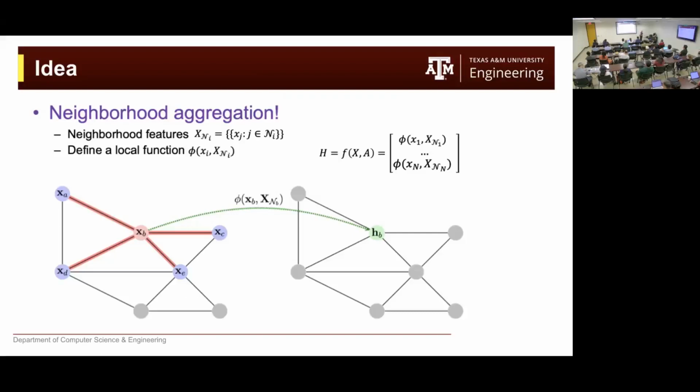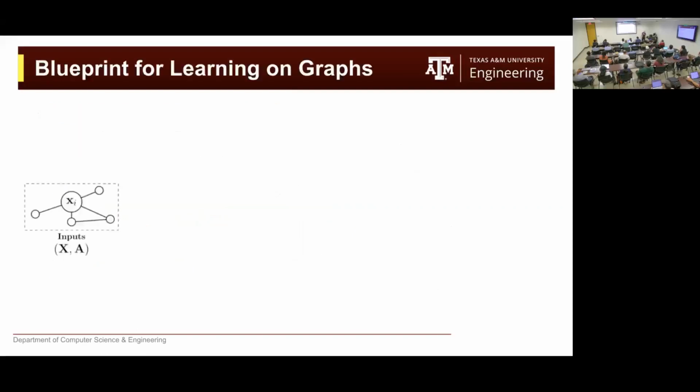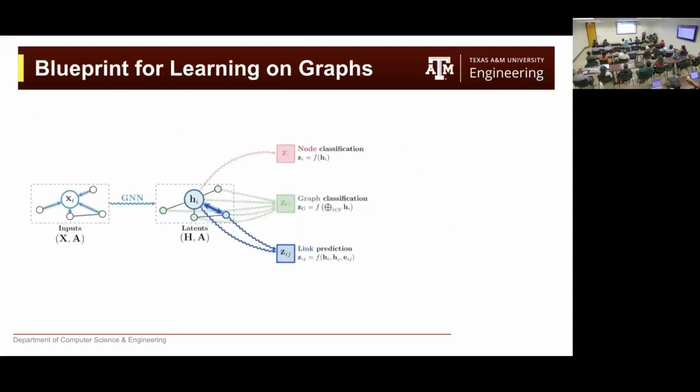If this function phi is invariant to the row permutation of this matrix, then this whole operation will be equivariant. In the sense that if you permute the nodes of this graph, the output will be just the permuted version.